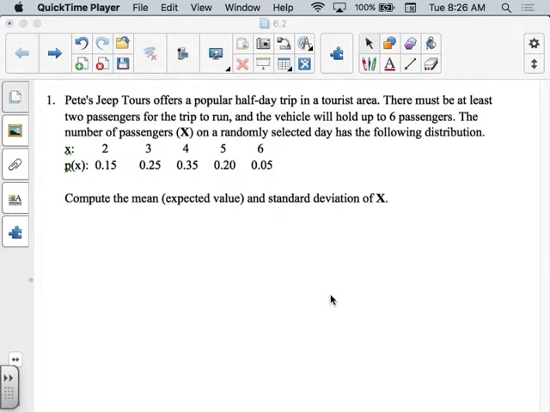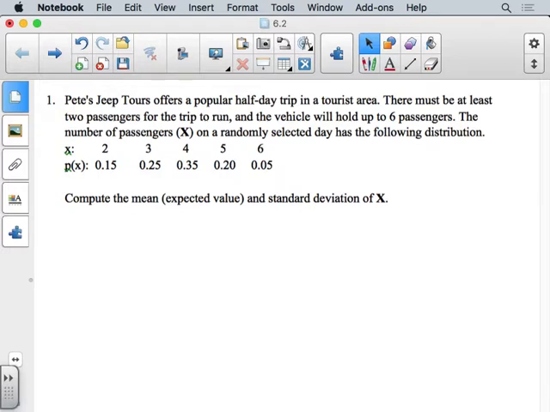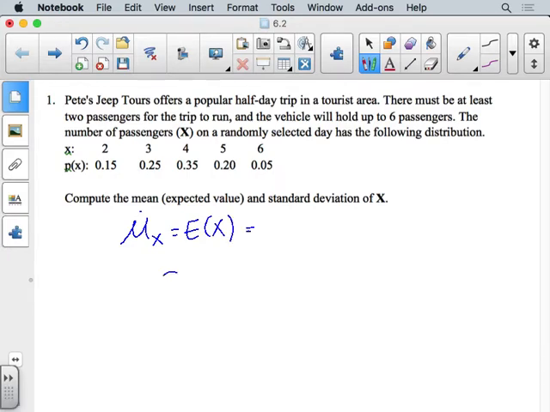Sweet. Chinese numbers. Okay, so on this first one, we've got Pete does Jeep tours, does some half-day trips in a tourist area, and there must be at least 2 passengers for a trip to run, and he can hold 6. Here's the number and the proportions that go with each. So there's the proportion. All right. Can you compute the mean or expected value? So it can be written like this: the mean value of x or the expected value of x. So can we get that, and can we compute the standard deviation?